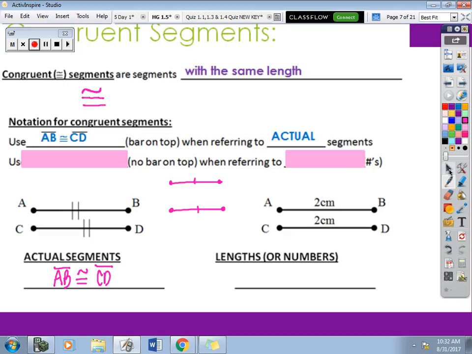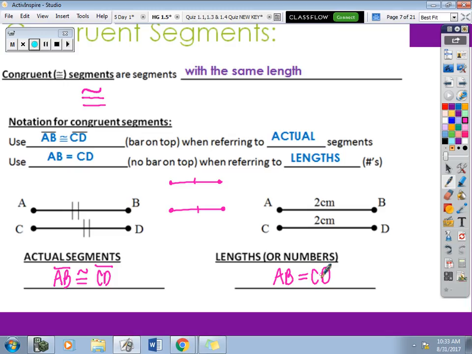Now when you take the markings away and you give numbers instead, well, we know 2 is equal to 2, right? So these have the same length, therefore they are congruent. But instead of saying they're congruent with numbers, we'll actually use an equal sign, and we'll say AB equals CD. That again is when you're referring to actual lengths that are numbers. So this one we would say that AB is equal to CD.